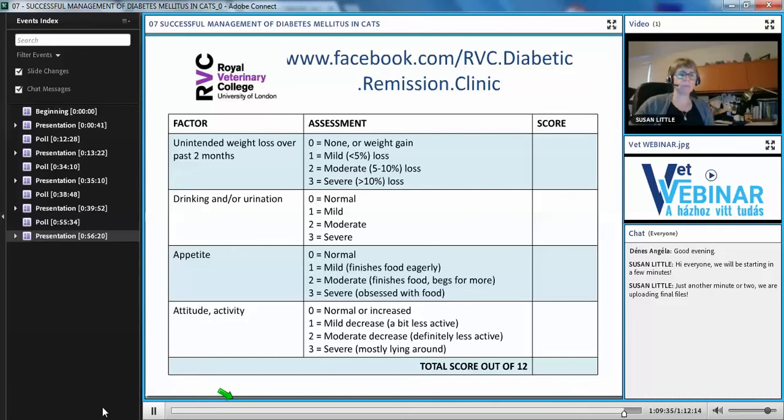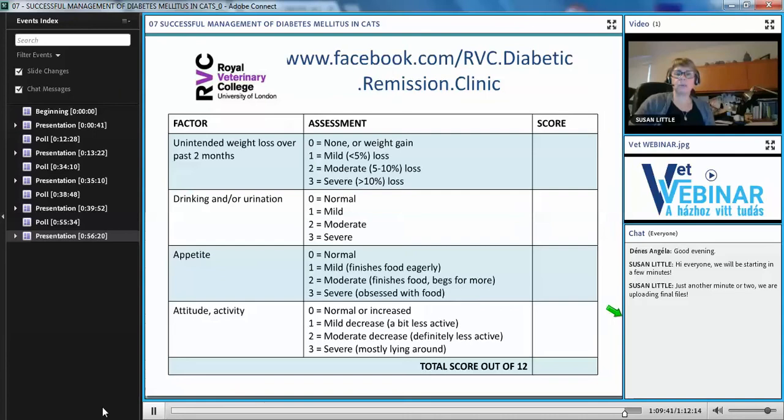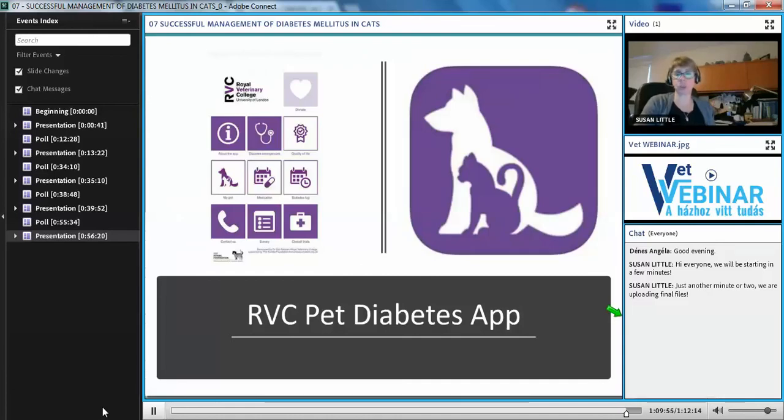Okay, so let me just get to where we need to be. There is a Facebook page from the Royal Veterinary College for their diabetes remission clinic that has a clinical score on it that you might find useful to use in helping you monitor your diabetic patient. So it's very simple to use.